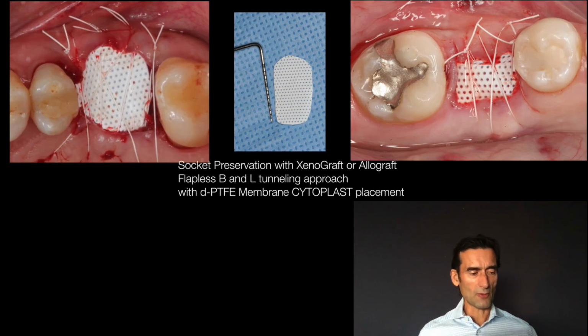So one of the other options you have is to use these non-resorbable materials, which you can see, the cytoplast. So this is always in socket preservation with xenograft or allograft. And then we do this flapless buccal and lingual tunneling approach, and then just slide the membrane underneath the buccal and the lingual. So that's really nice and efficient.